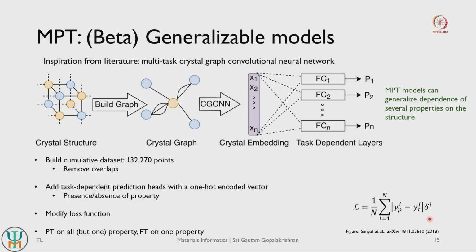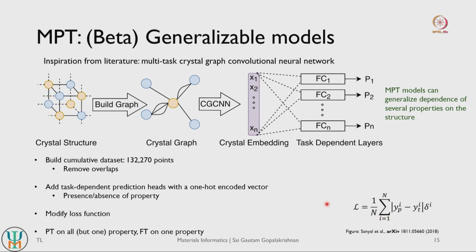So we modified the loss function, and we included this one-hot encoding here, and this is basically taking an average over all the different properties. So these are the predicted values, these are the target values, across individual data points and individual properties, right.